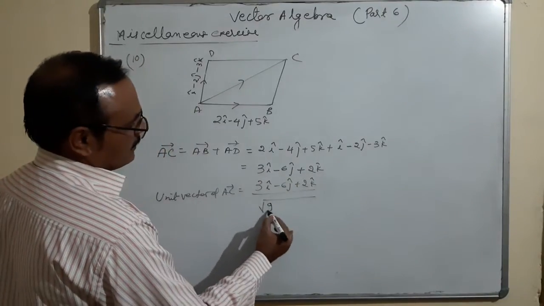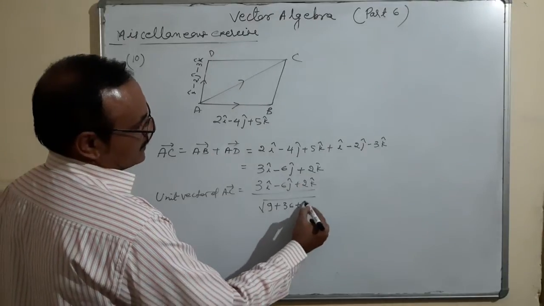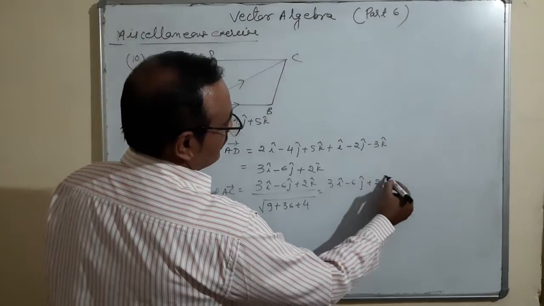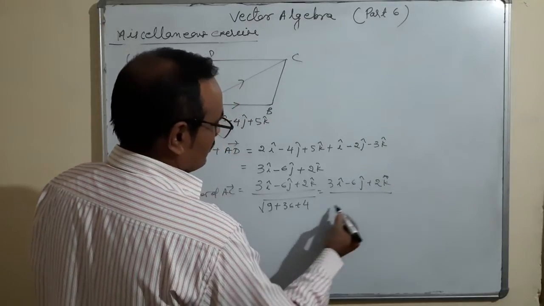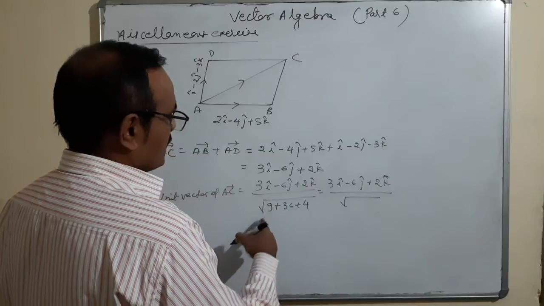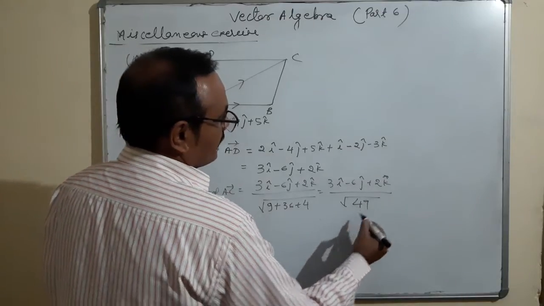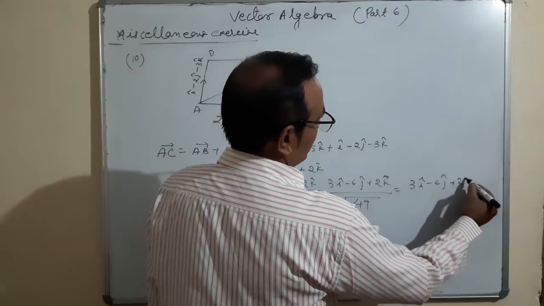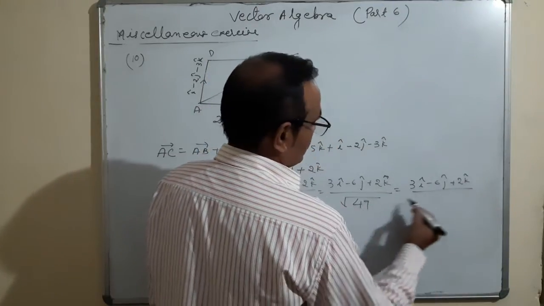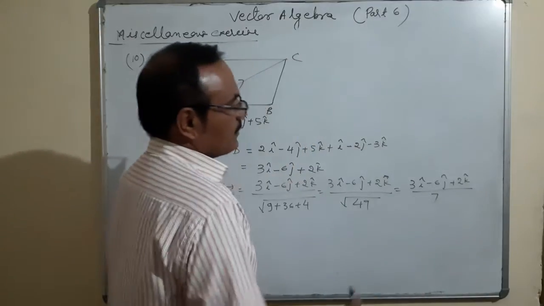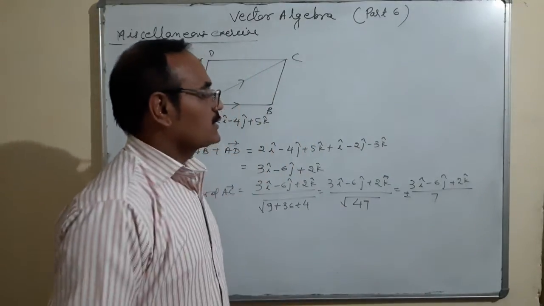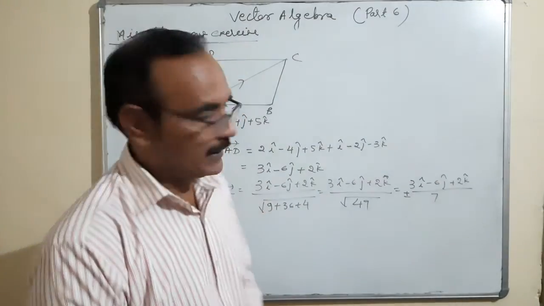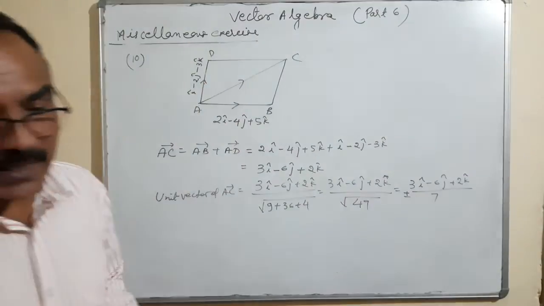3 threes are 9 plus 36 plus 4. So 3i minus 6j plus 2k upon under root 36 plus 9, it is 45 plus 4, 49, and that means it is 7. So 3i minus 6j plus 2k upon 7, and of course it is with plus minus. So it is 3 upon 7 i minus 6 upon 7 j plus 2 upon 7 k. That is one.